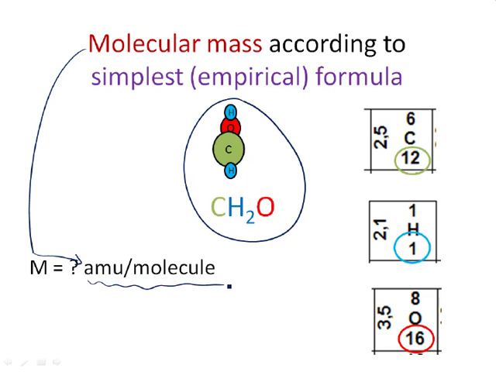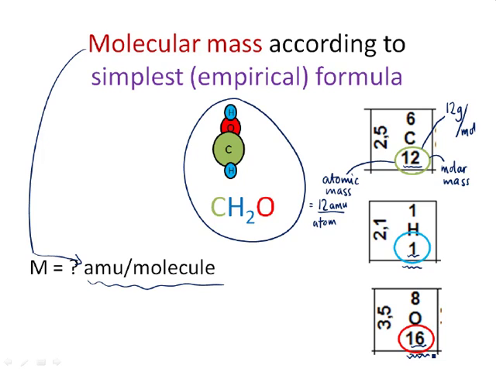Well, let's look at the periodic table. Remember that this number at the bottom of each element, we have always been using it as the molar mass, which means that 1 mole of carbon has a mass of 12 grams. And that is true. But it has another meaning as well, which is atomic mass. And that means that 12 AMU is the mass of 1 atom of carbon. 1 AMU is the mass of 1 atom of hydrogen.